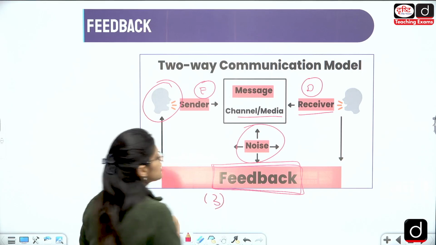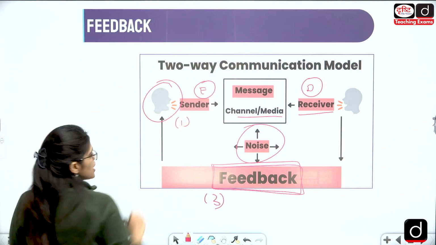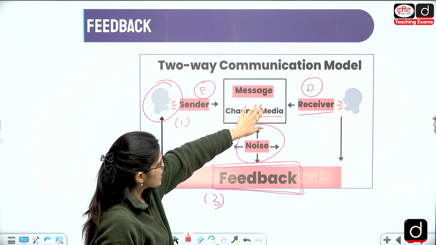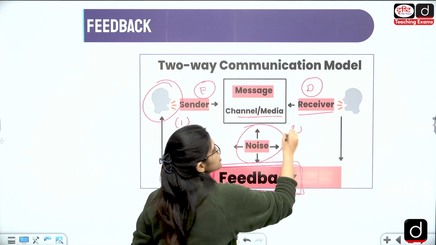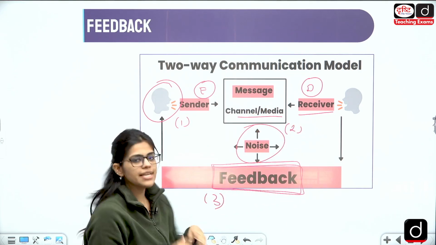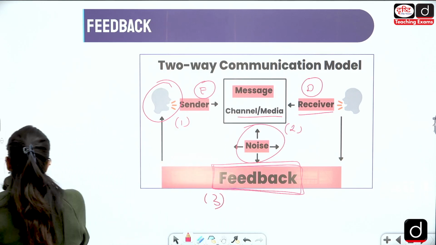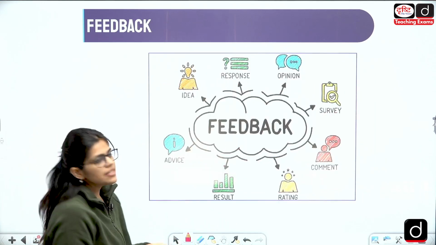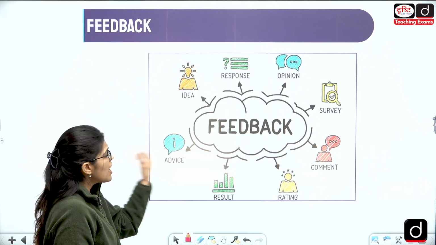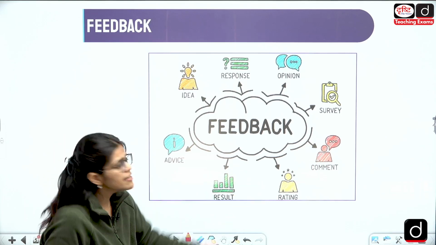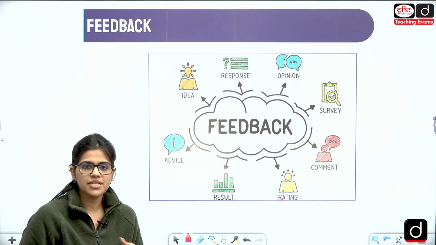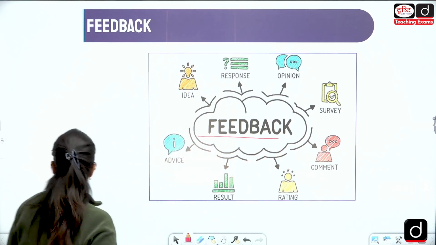किस stage में आती है? Third में आती है. So first is which stage? First stage or first phase is when the sender is encoding the message. Then comes the second stage where the message is being delivered. Then comes the decoding stage and the feedback stage, that is the third stage, right? So what is basically the feedback stage? Feedback is nothing but a response, an opinion, maybe an idea, advice, result, rating, comment or survey that you are doing. Maybe a reply that you are giving to the other person. This is called as a feedback.